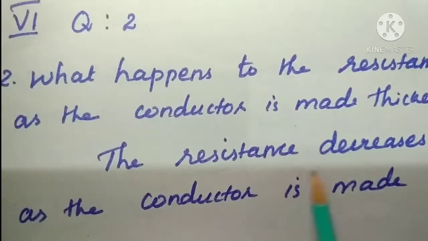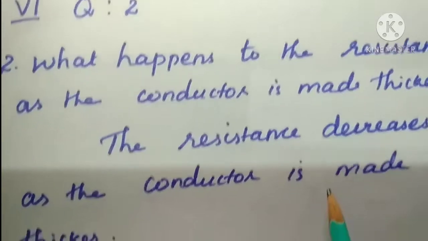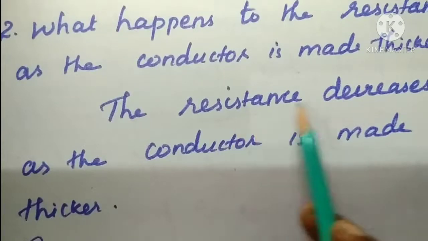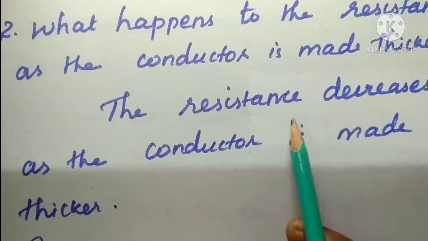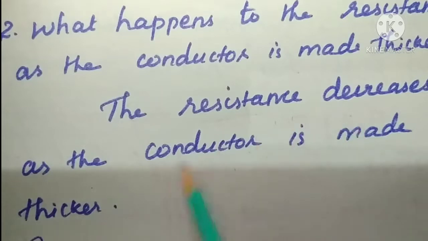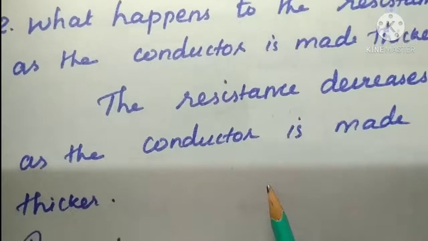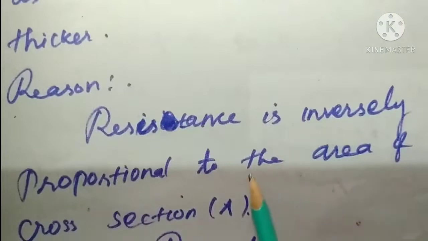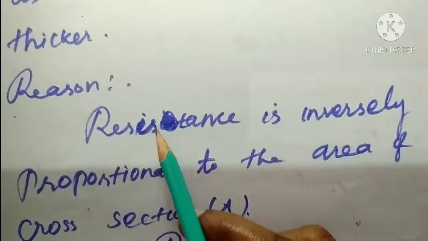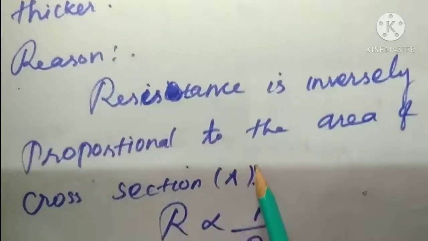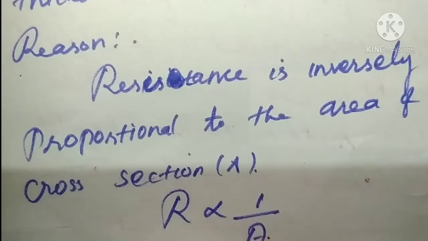The answer is, the resistance decreases as the conductor is made thicker. So when the conductor is made thicker, what will happen? The resistance will decrease. So you have to write it down: the resistance decreases as the conductor is made thicker. What is the reason? Below that you write it. Resistance is inversely proportional to the area of the cross section, or proportional to 1 by A. That is, inversely proportional to the area of the cross section.